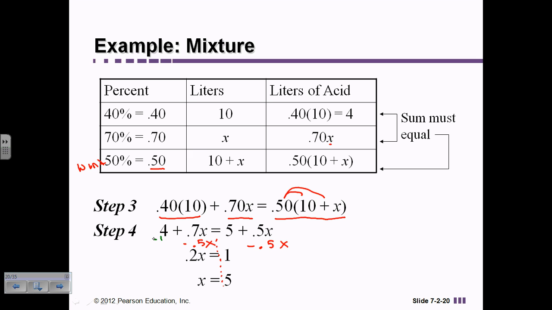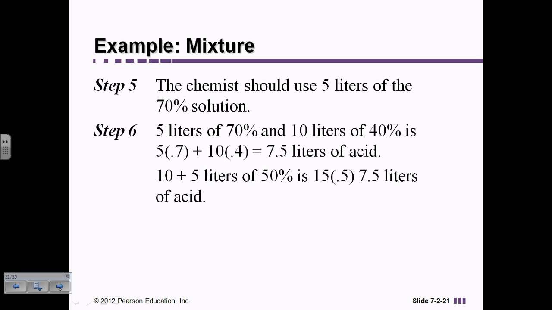And I need to subtract 4 from both sides, and that's where I got the 1. At this point I want to divide both sides by 0.2. So 1 divided by 0.2 is 5. So that's telling me that I have to add 5 liters of the 70% solution in order to get the correct solution amount. So the chemist should use 5 liters of the 70% solution to get the right mixture.